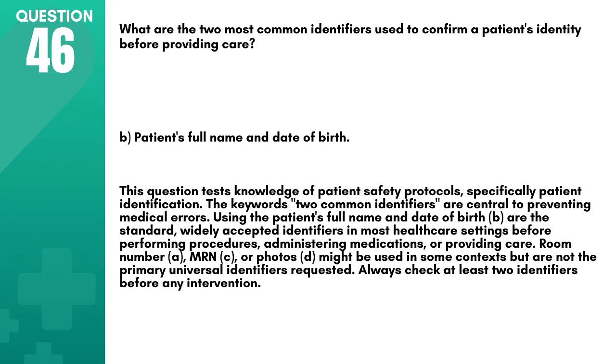Answer: B. Patient's full name and date of birth. This question tests knowledge of patient safety protocols, specifically patient identification. The keywords two common identifiers are central to preventing medical errors. Using the patient's full name and date of birth, B, are the standard, widely accepted identifiers in most healthcare settings before performing procedures, administering medications, or providing care. Room number, A, MRN, C, or photos, D, might be used in some contexts but are not the primary universal identifiers requested. Always check at least 2 identifiers before any intervention.